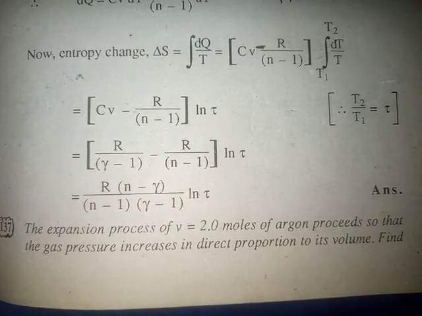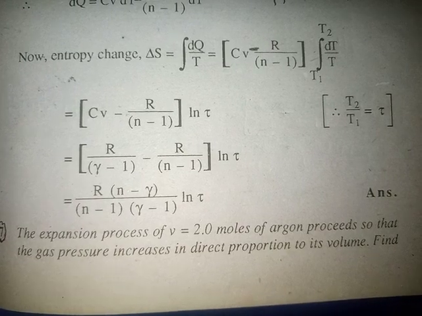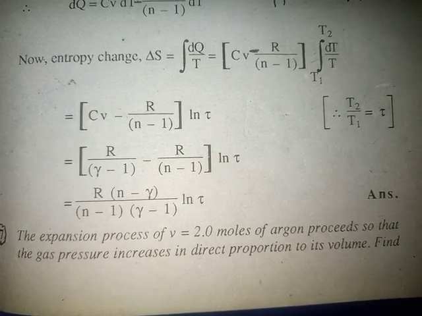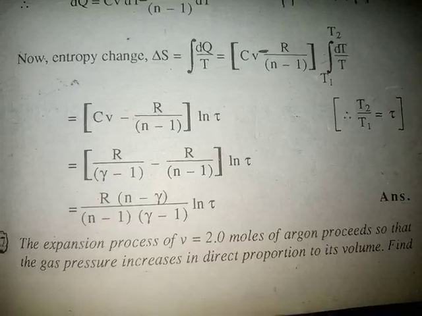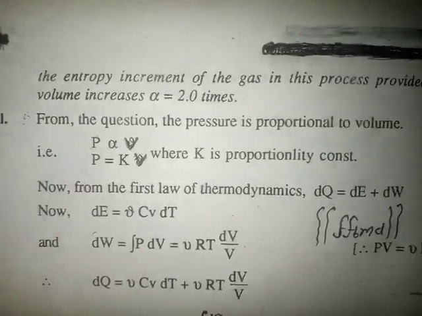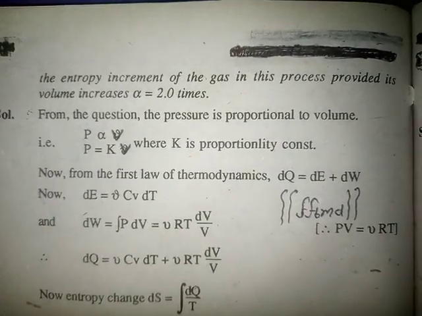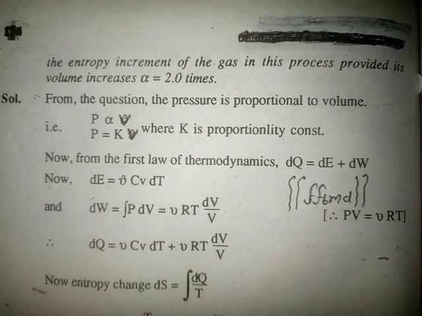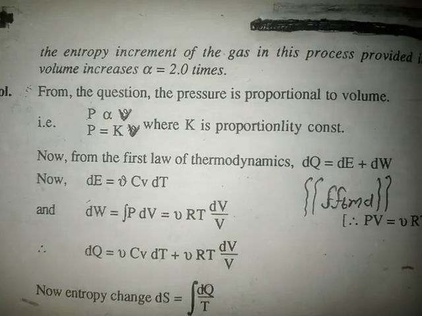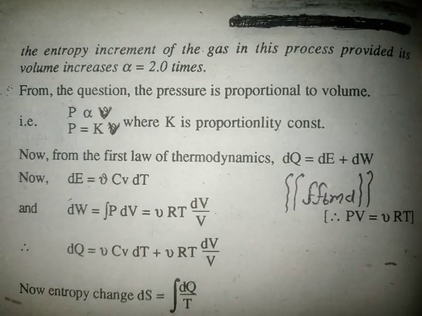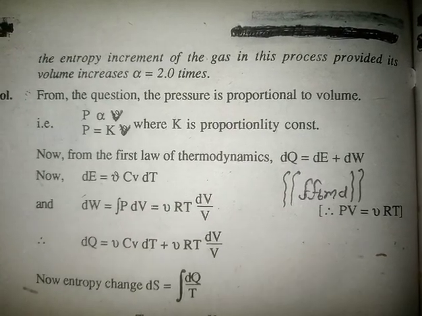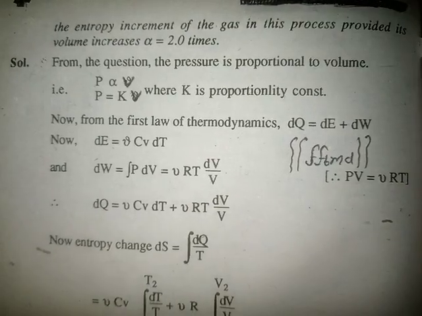The expansion process of nu equals 2.0 moles of argon proceeds so that the gas pressure increases in direct proportion to its volume. Find the entropy increment of the gas in this process, provided its volume increases alpha equals 2 times. Solution. From the question, the pressure is proportional to the volume. This implies P proportional to V, or P equals K into V, where K is a proportionality constant.